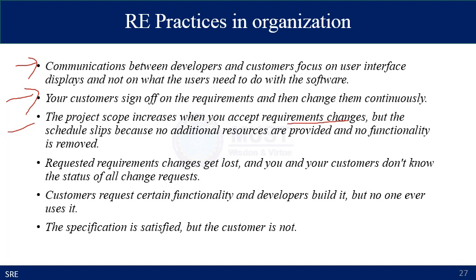Requested requirement changes get lost, and you and your customers do not know the status of the change request. Again, customers request certain functionality and developers build it, but no one ever uses it. So this is also one of the requirement engineering practices. And finally, the specification is satisfied, but the customer is never satisfied, because of the ambiguity in their mind and in their explicit document specifications.